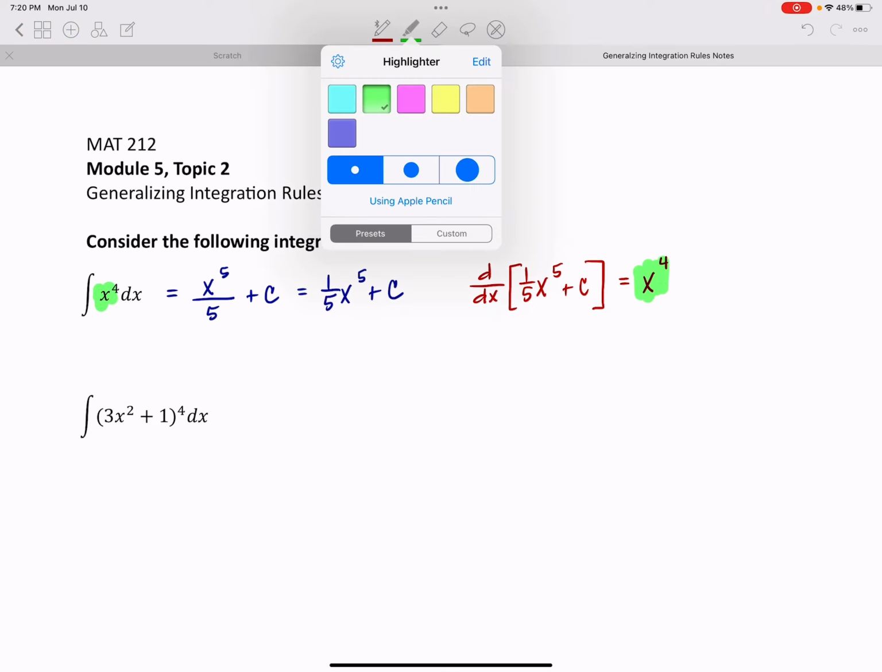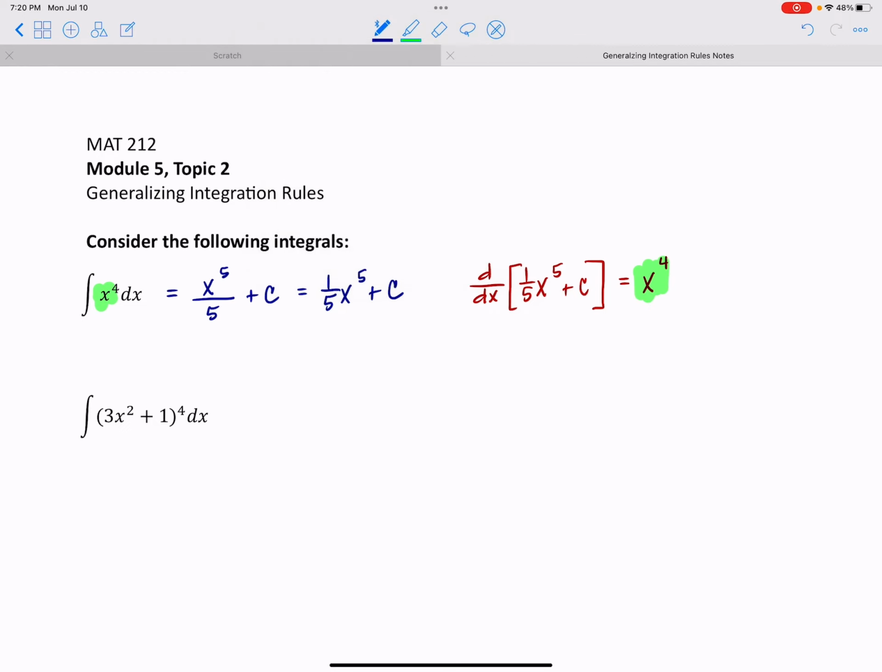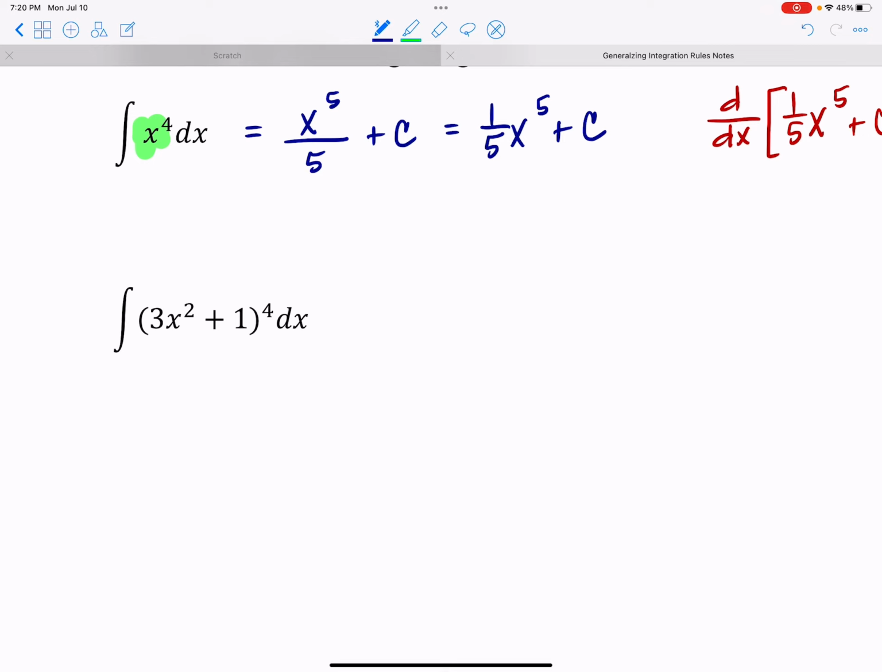Okay? Now what we're going to be looking at is not x to the fourth power, but maybe something else like 3x squared plus 1 to the fourth power. How do we differentiate this composition of functions? Can we just use the same power rule? Well, instead of x to the fourth, if we have 3x squared plus 1 to the fourth, let's go ahead and try to just integrate this. Did I say differentiate? Let's go ahead and try to integrate this the same way we integrated x to the fourth.